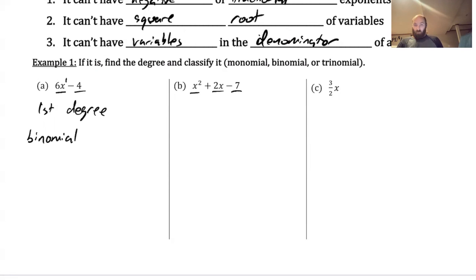Here we have 3 terms. My highest exponent is 2. So this is a second degree trinomial. Okay, x here is being raised to the first power. We have 3 halves times x. That's still a polynomial. This is a first degree monomial.